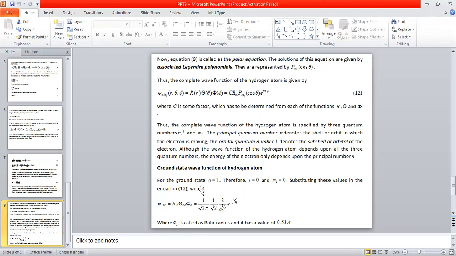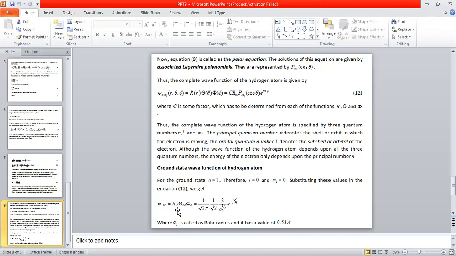So we can say that the ground state of the hydrogen atom corresponds to n equal to 1, l equal to 0, and ml equal to 0. We substitute all these values in equation 12, and after the simplification, which I have not done here, I have mentioned the result directly. So we get the ground state wave function of the hydrogen atom, with n is 1, l is 0, ml is 0. Therefore it is psi 100. Psi 100 represents the wave function of the hydrogen atom in the ground state.